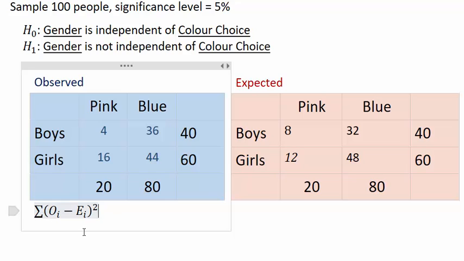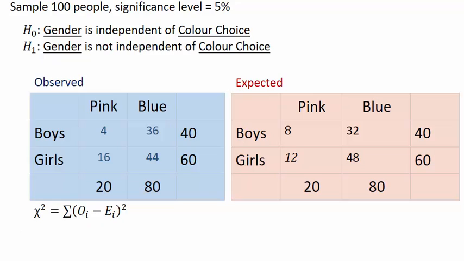We square it. So now we say, well, the difference between 4 and 8 is 4. Square that, 16. The difference between 16 and 12 is 4. Square that, also 16. Add that up. And we add up the 4 of these numbers, and we end up with a chi-squared value. So that chi there, this is the Greek letter chi. The chi-squared value is this.